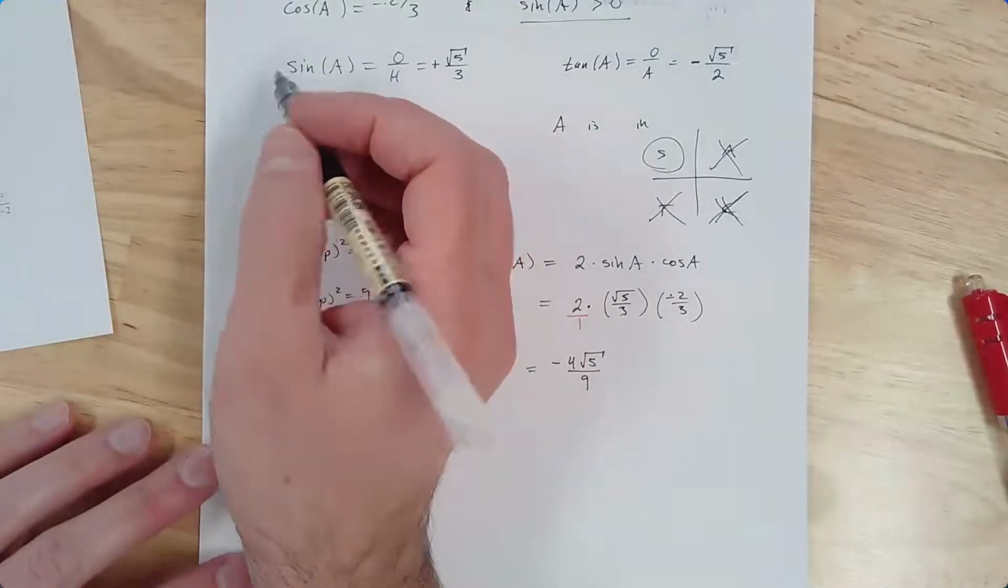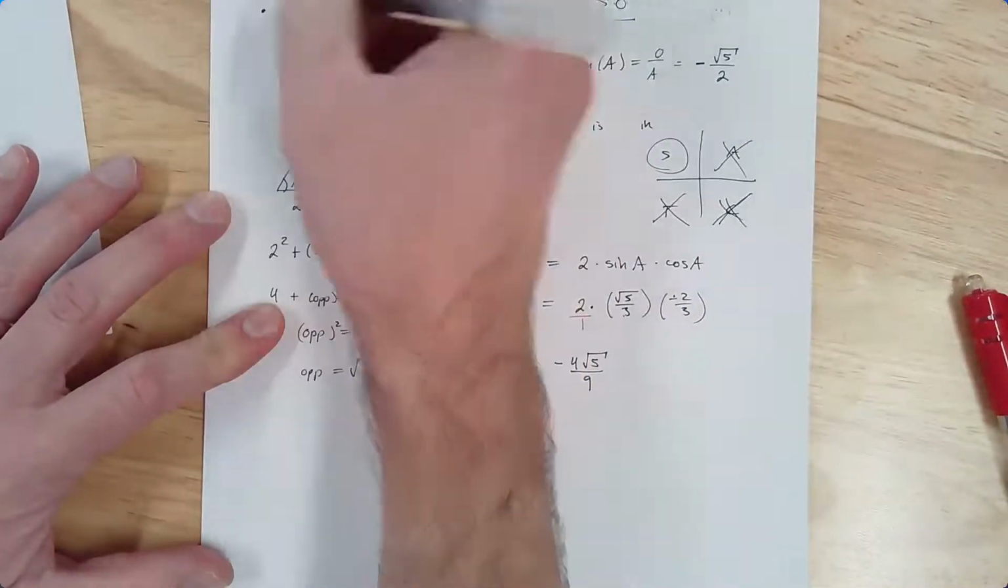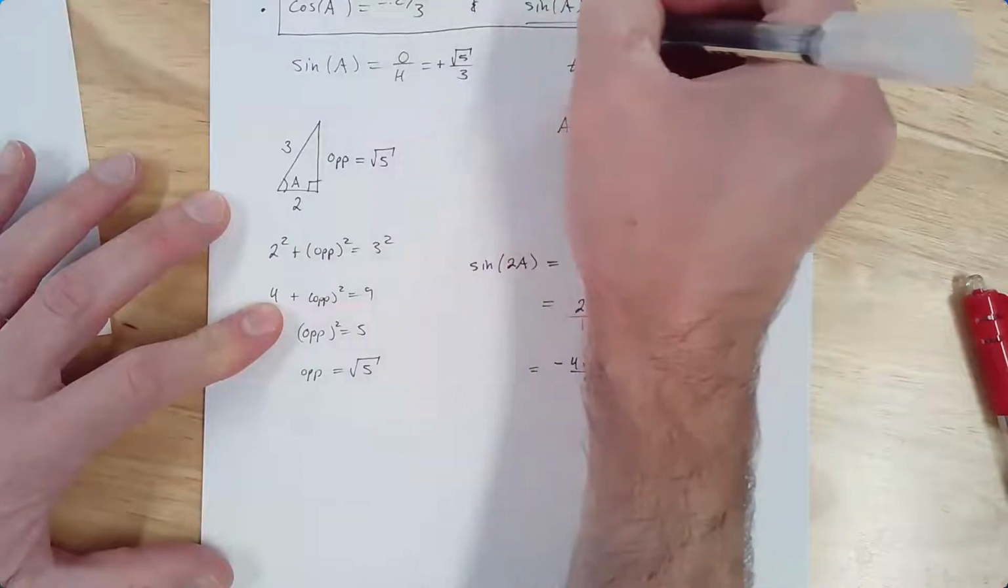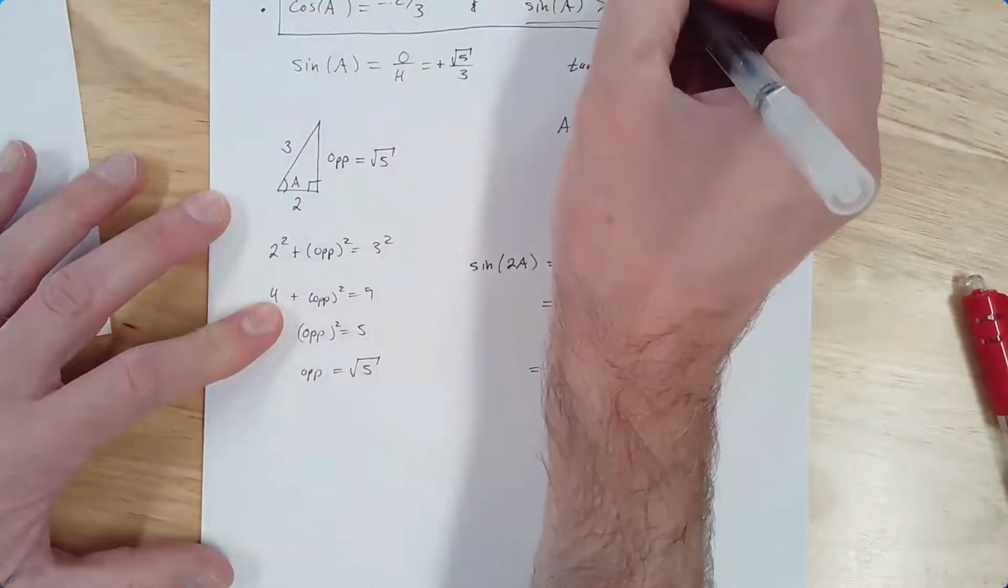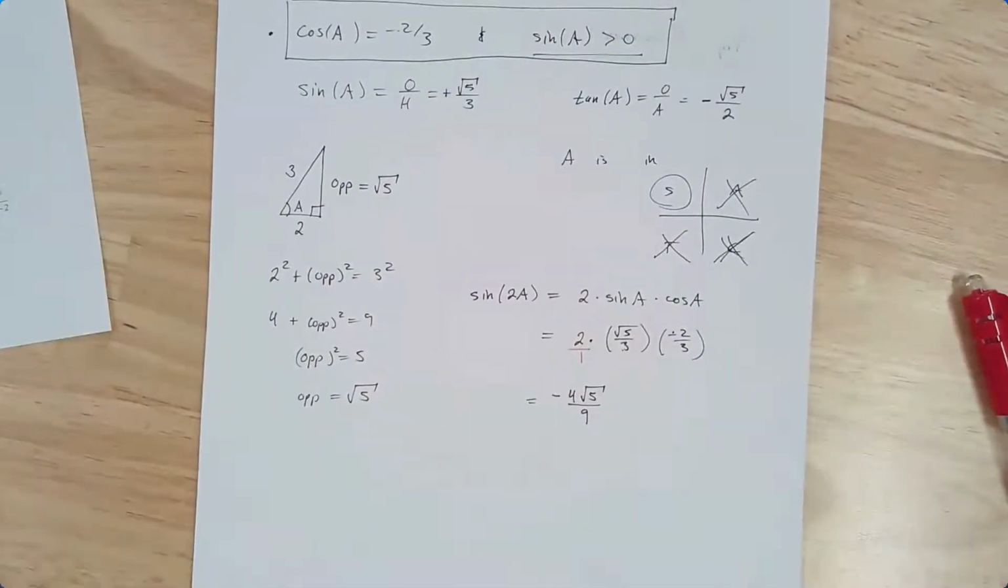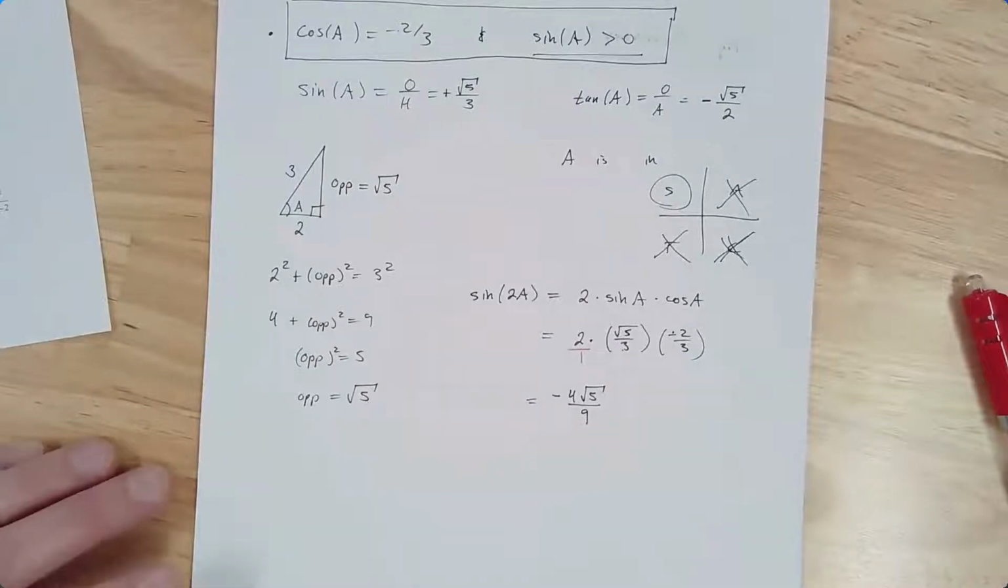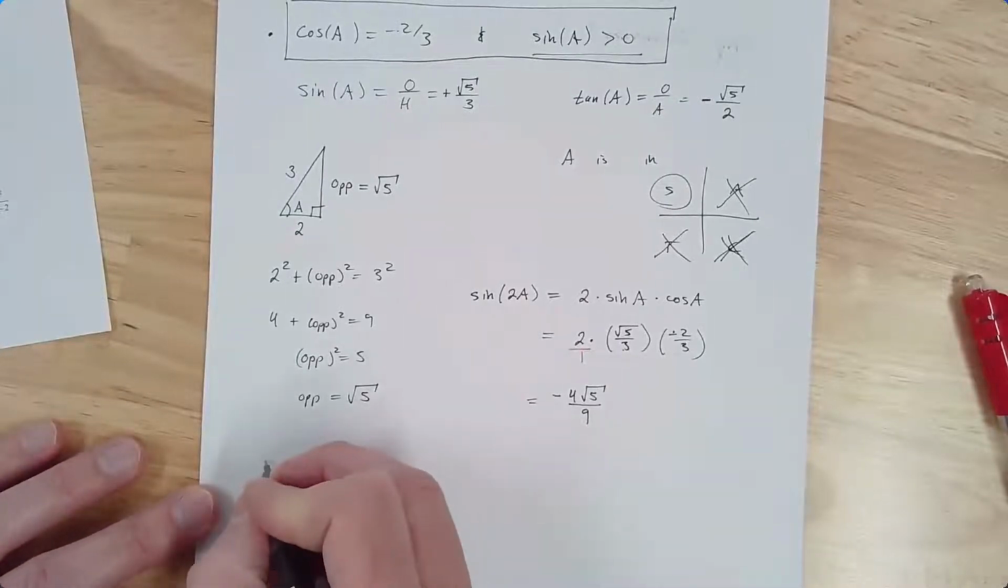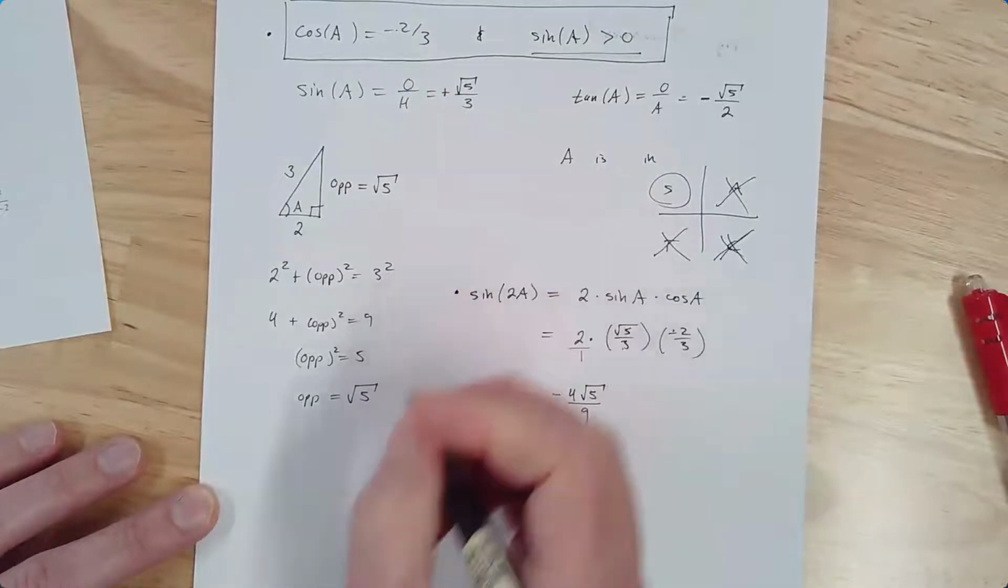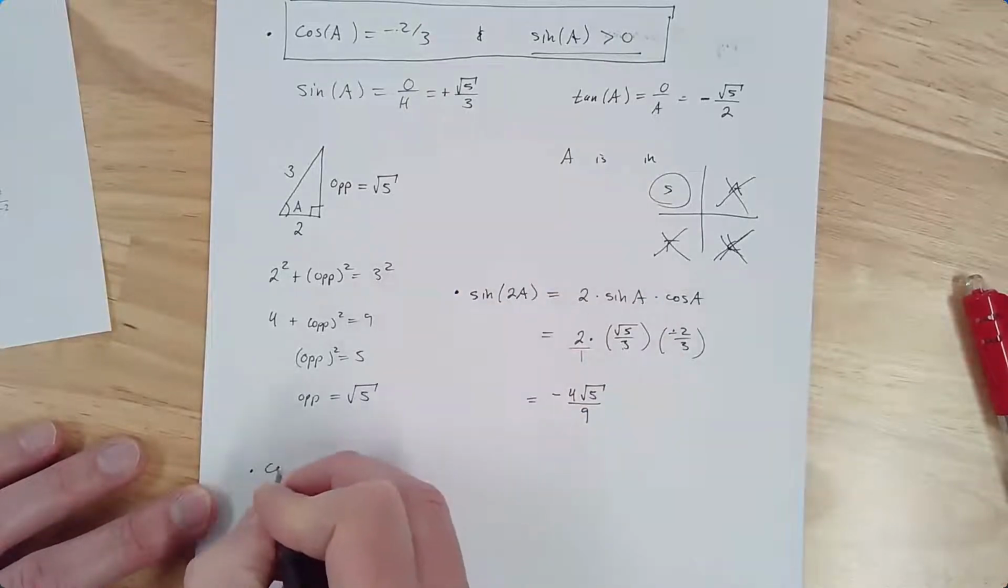It was given. So we started off with this information: cosine of A is negative 2/3 and sine of A is positive. Next question. What's cosine of 2A?